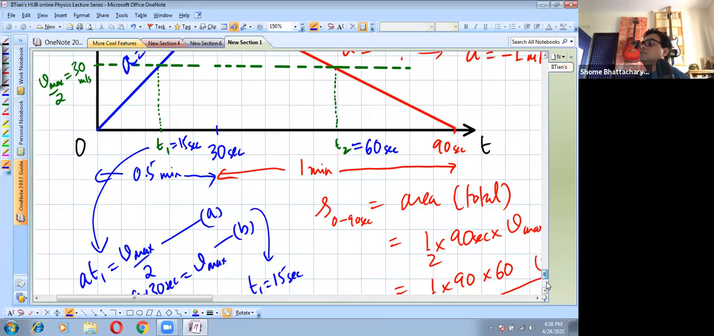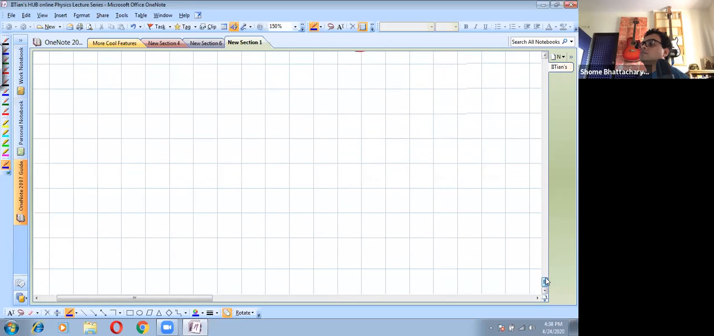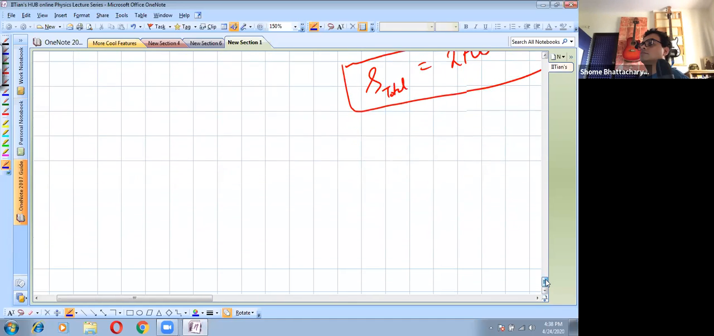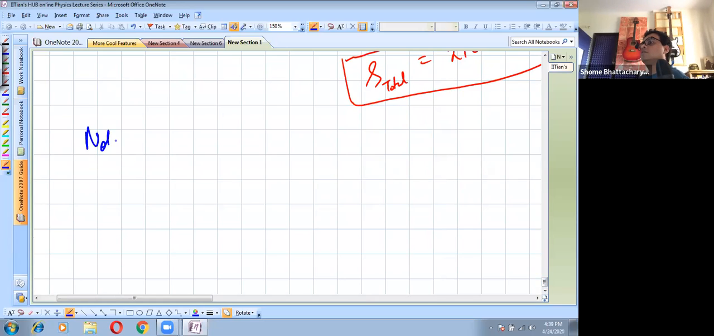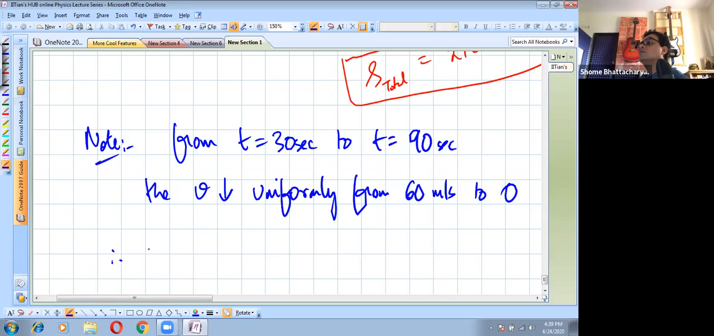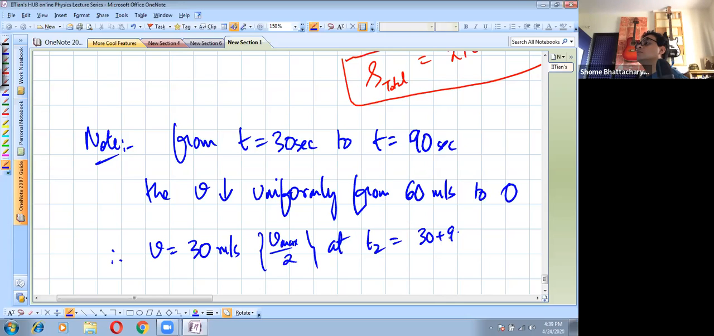Alright, so how I'm getting the T2 like this is, see, again, from t equal to 30 seconds to t equal to 90 seconds, the velocity drops uniformly from 60 meters per second to 0. Therefore, v is equal to 30 meters per second, that is v max by 2, at t2 equal to (30 plus 90) by 2. Yes.